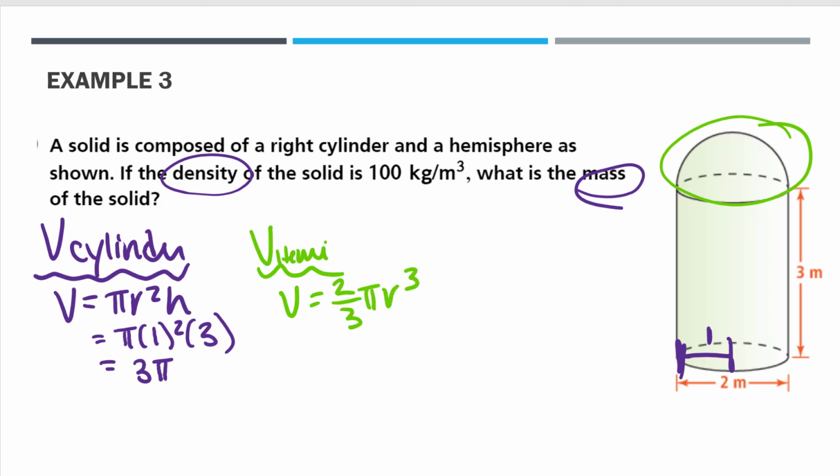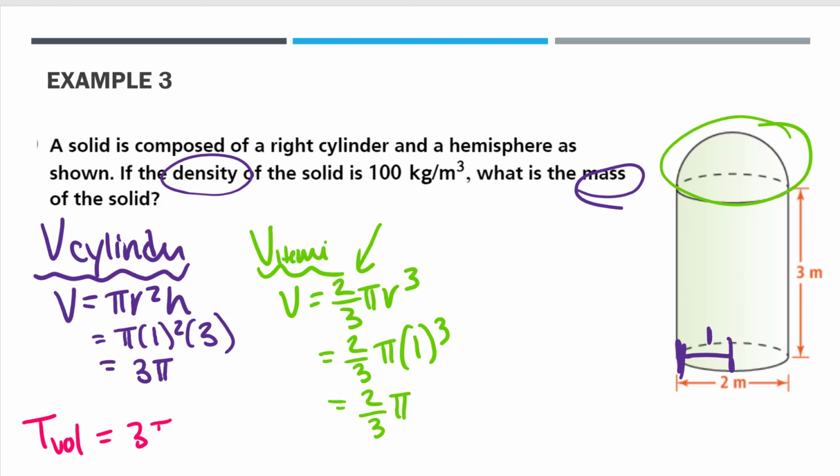Remember, I'm taking the volume of the sphere, which is 4/3 pi r cubed, and dividing that by 2. So that's where that 2/3 comes in. So 2/3 pi. The radius is the same as the radius for the cylinder, so it's going to be 1. 2/3 pi. Now we need to find that total volume. So we'll add together the 3 pi plus that 2/3 pi. I'm going to put that into my calculator to get a decimal, and that gives me 11.5 meters cubed.